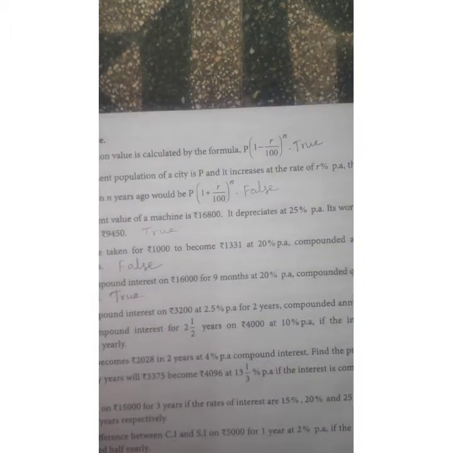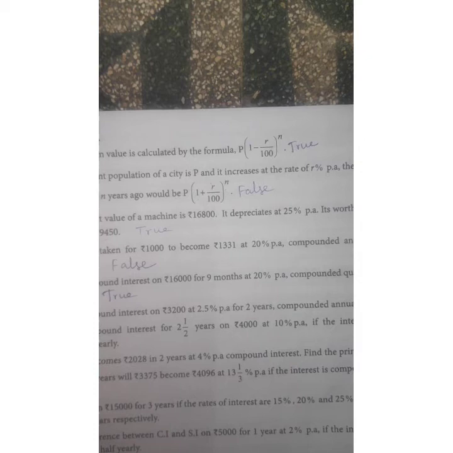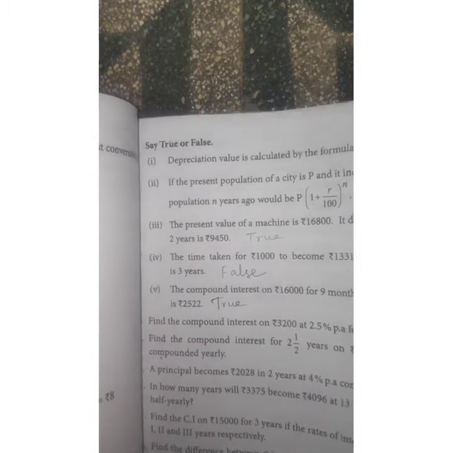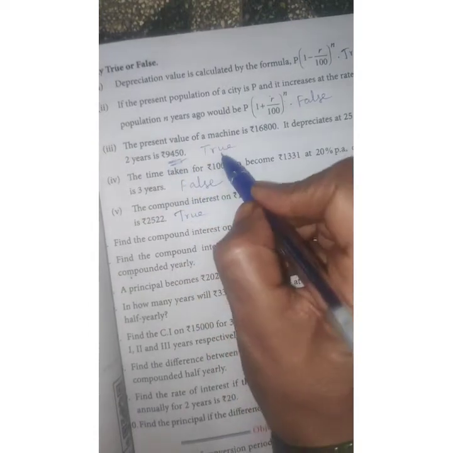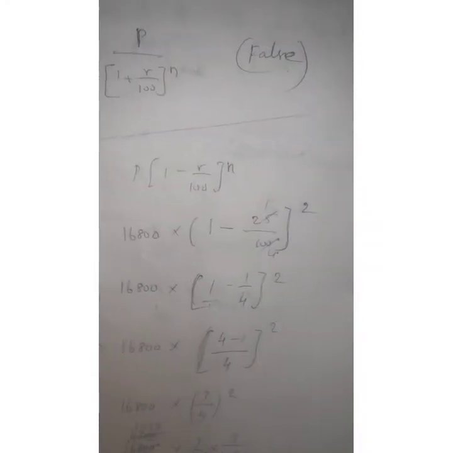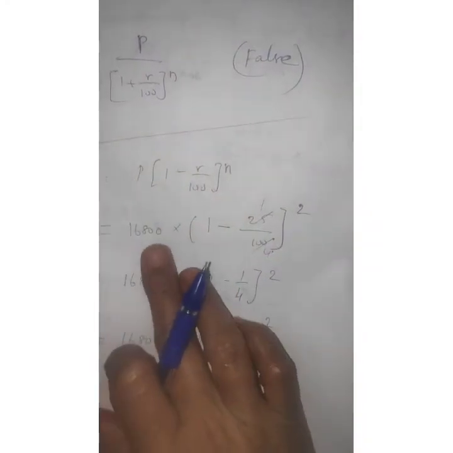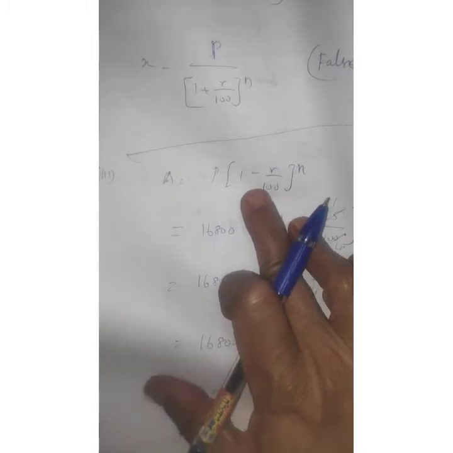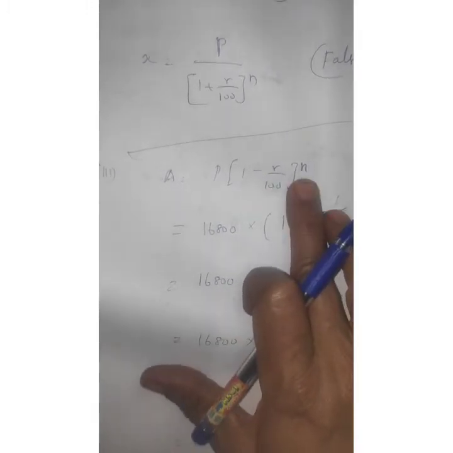The present value of a machine is 16,800 rupees. It depreciates at 25% per annum. Its worth after 2 years is 9,450. Check whether this answer comes or not, and only then write true or false. See here, what is the formula for depreciation? A equal to P into 1 minus r by 100 whole power n.